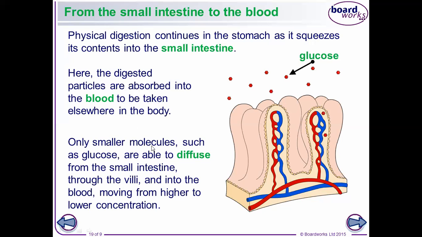Only smaller molecules, such as glucose, are able to diffuse. So the process of transporting the digested food to reach the blood is diffusion. We took diffusion before, from the part of high concentration to the low concentration. So we need the food to be reduced to simple nutrients, for example glucose, to be easily absorbed and reach the bloodstream by diffusion.